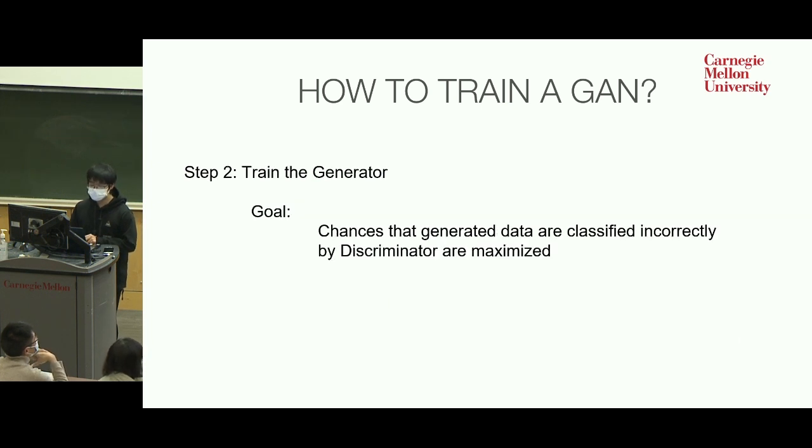All right. To train our generator, the goal for the generator is that it wants to maximize the chance that generated data are classified incorrectly by the discriminator, which means that those fake data are classified as true data by the discriminator. Good.